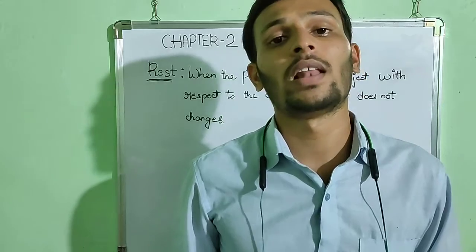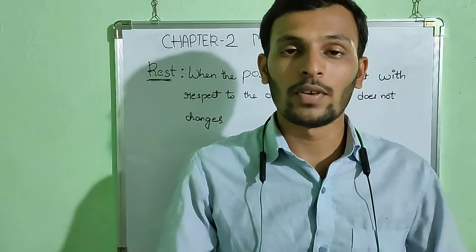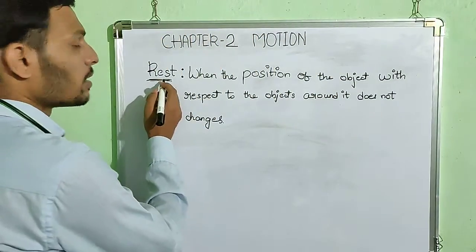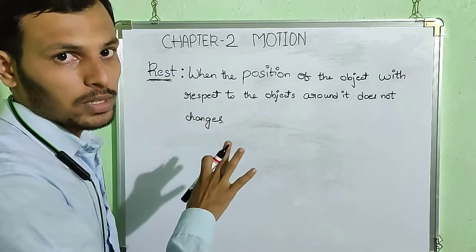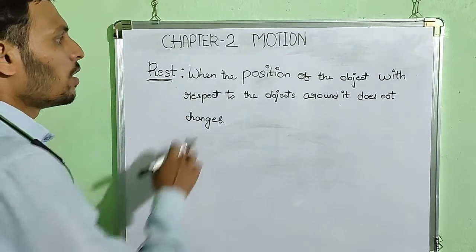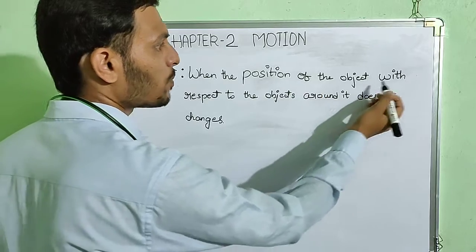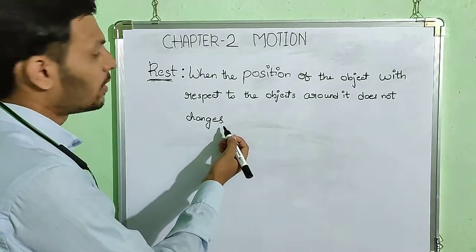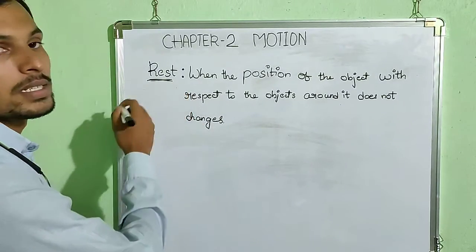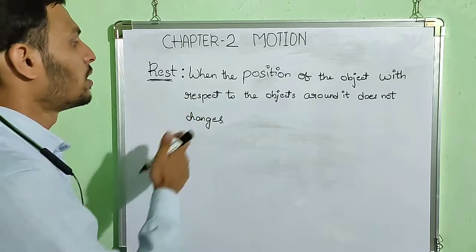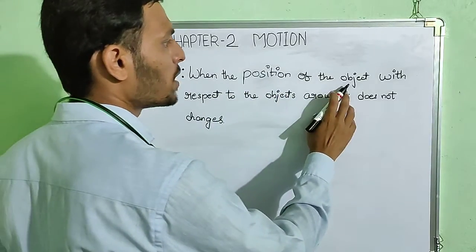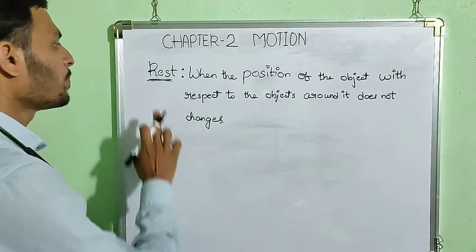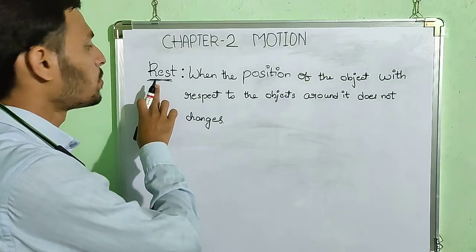For that, firstly we'll have to see the definitions of rest and motion. So rest, we can also call it the state of rest. When the position of the object with respect to the objects around it does not change, then we say the object is at rest. I'll repeat it again.